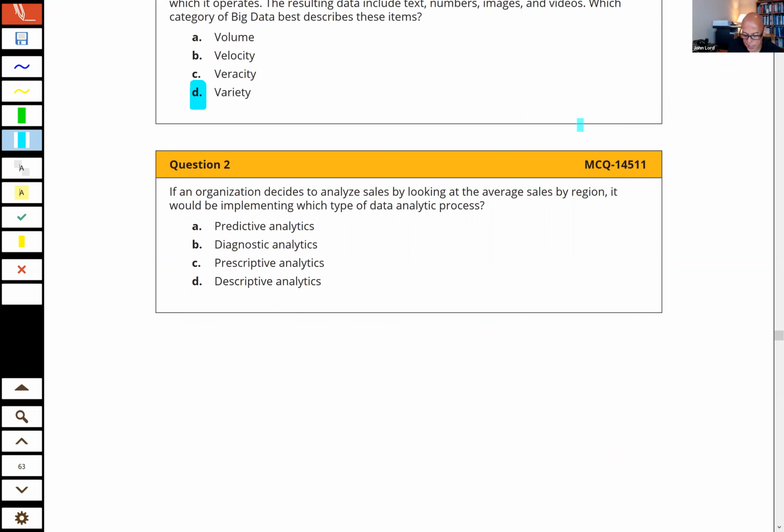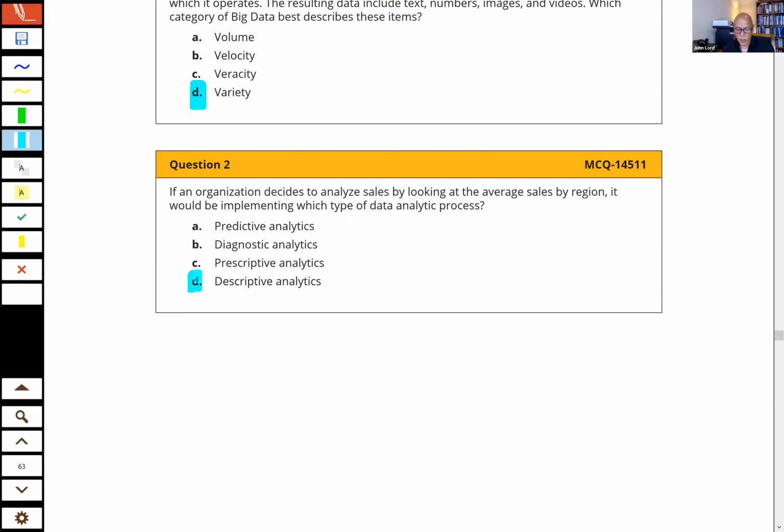If an organization decides to analyze sales by looking at the average sales by region, it would be implementing which type of data analytic process? And the correct answer was descriptive analysis. I think if they had used a different word, an organization decides to project sales by looking at the average sales, then it would be predictive, right? But because they're just saying they're analyzing it, they're not saying that they are trying to project or determine what the amount of sales will be in the next year or something. That would then be predictive.